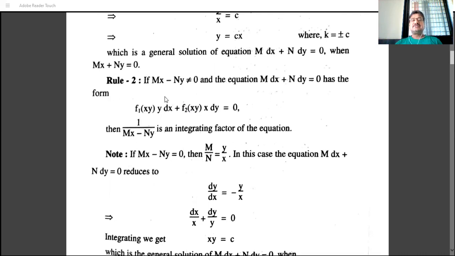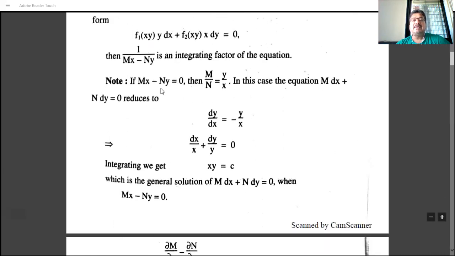So we will discuss this rule when it is applicable for the example. If the example is of this type, some function of xy into y dx plus some function of xy into x dy equals 0, then 1/(Mx - Ny) is an integrating factor of that differential equation. So if the problem is of this type, then we have to apply this second rule, when Mx - Ny is not 0.